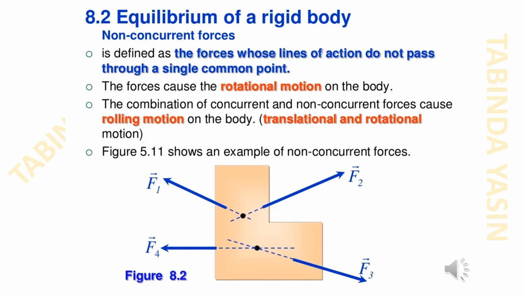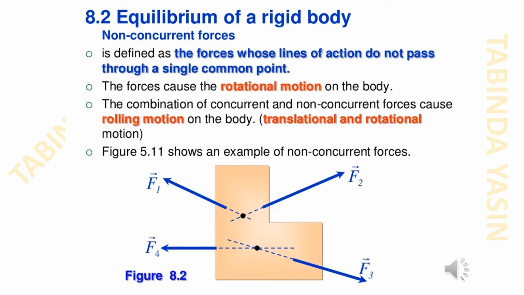The equilibrium of a rigid body. Non-concurrent forces are those forces whose lines of action do not pass through a single common point. The forces cause the rotational motion, as these two forces do not have a common point, so they give the rotational motion acting in different directions. The combination of concurrent and non-concurrent forces causes the rolling motion on the body, translational and rotational motion.